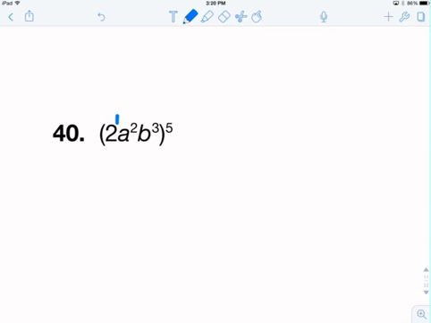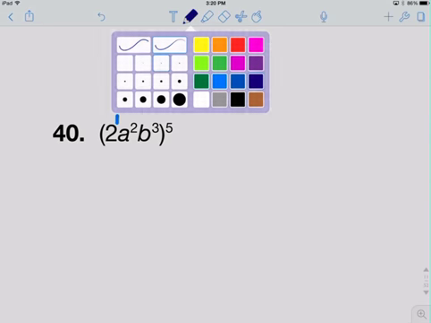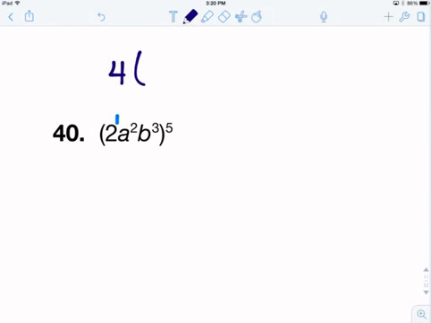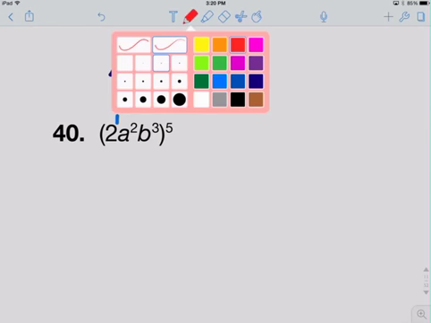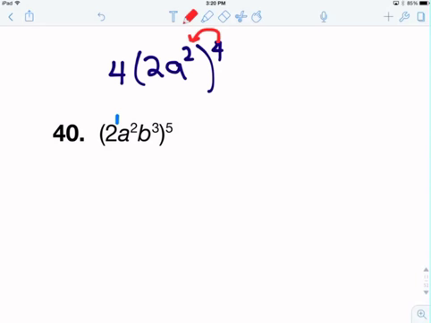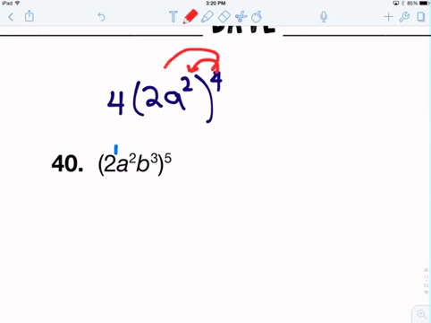Okay, I'll give you an example. If you have a problem like this, 4 parentheses 2a squared to the 4th, you only distribute the exponent on the parentheses to the inside only, and this one does not get 1. Do you understand?